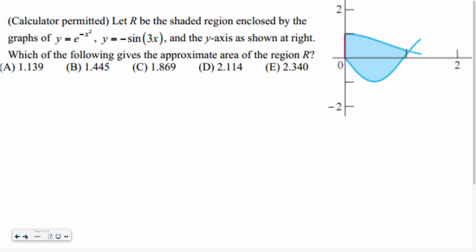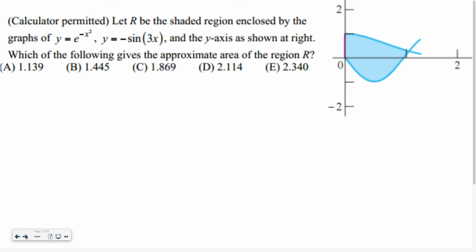All right. So the last example I want to do is an AP multiple choice question, just taken off of a practice test. So you can use your calculator. They give you the graph. How thoughtful of them. But what you need to do is figure out how to set up your integral to find the area of that blue region.